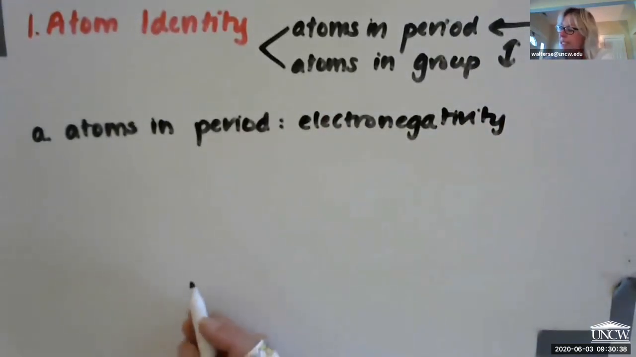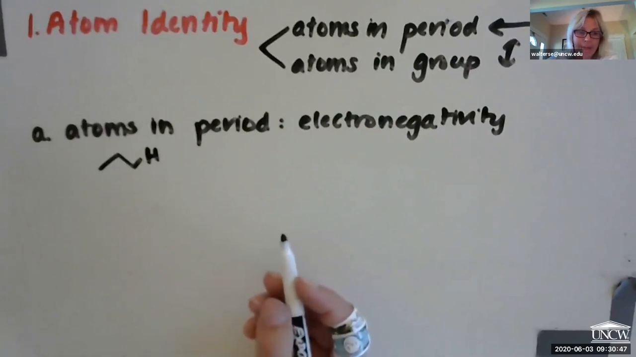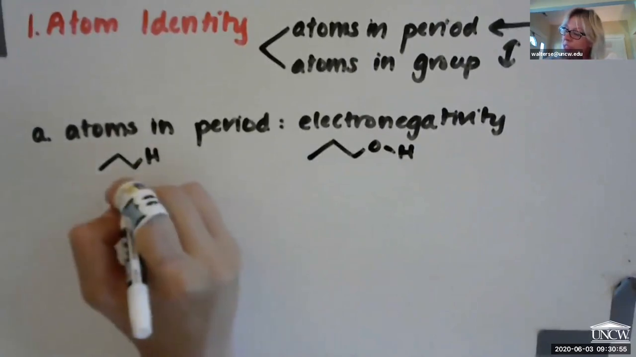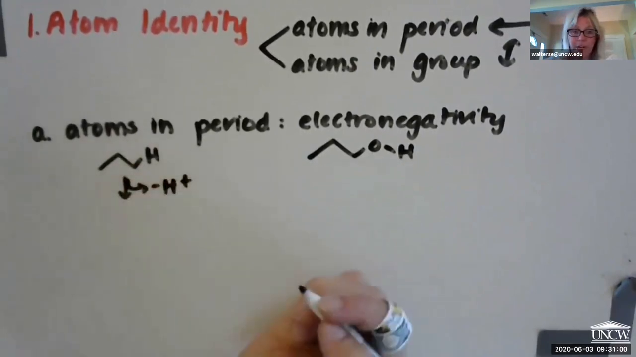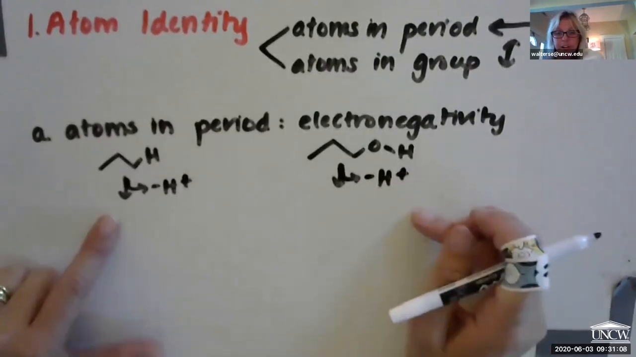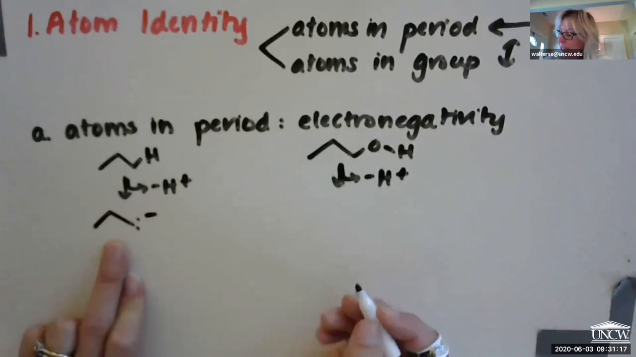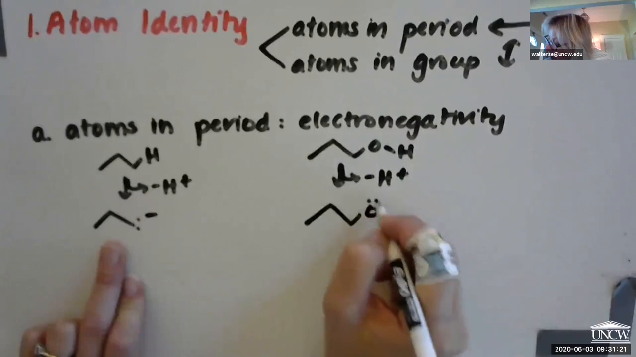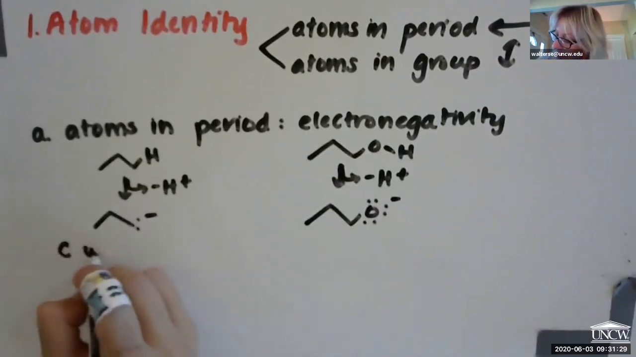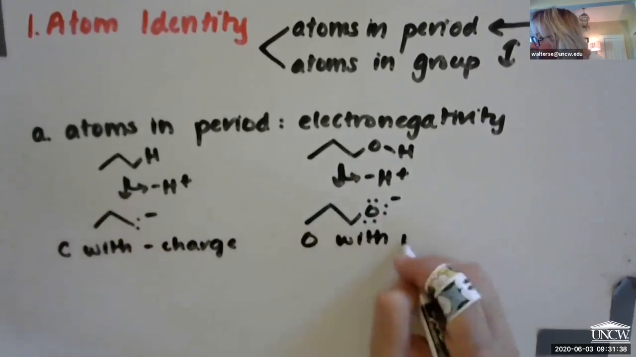So, for example, I'm just going to draw one of these hydrogens for clarity. So this is propane, and we compare it to propanol. And we say that both of these are going to lose a proton. So these are our acids, and we're going to write underneath the conjugate bases. The conjugate base of propane is a carbanion, and here we have an oxide. So we have a carbon with a negative charge versus an oxygen with a negative charge.